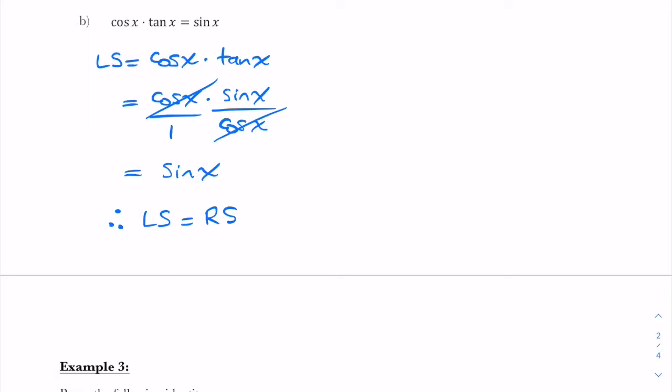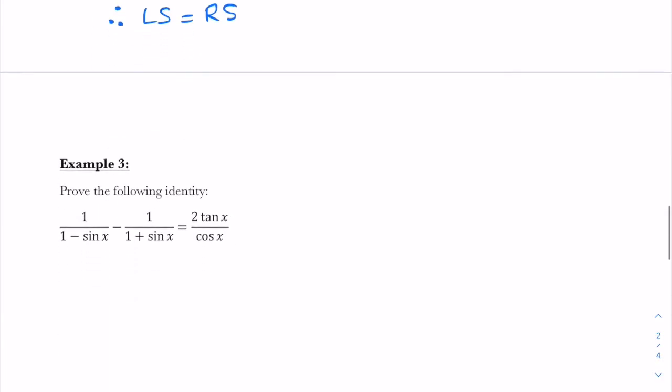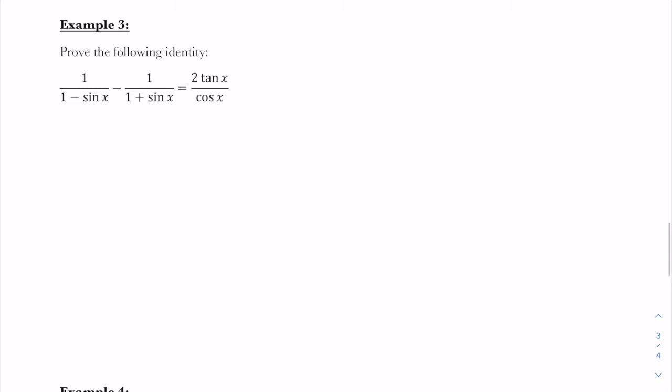So the last two that we did were examples of easier identities. We're now going to do some medium identities. Let's move on. In example 3, we want to show that 1 over 1 minus sine x take away 1 over 1 plus sine x is equivalent to 2 tan x divided by cosine x. Which side should we start with? Well, I'm going to pick the more complicated side, which I think is the left side.